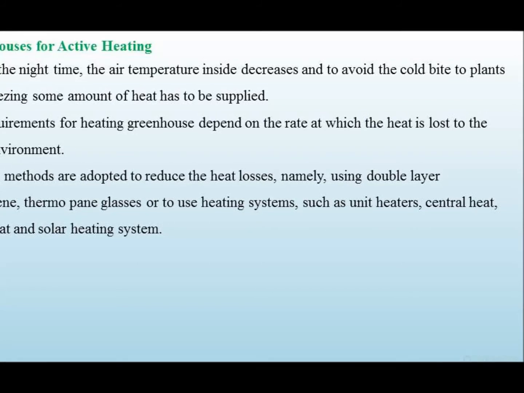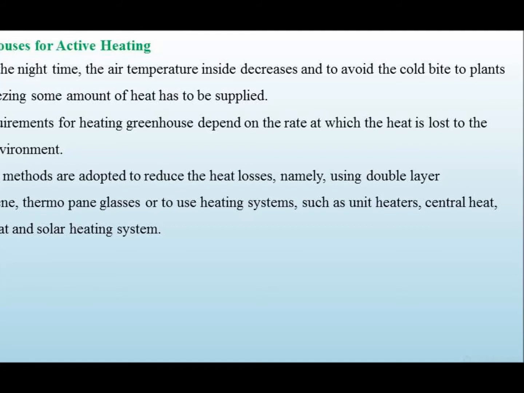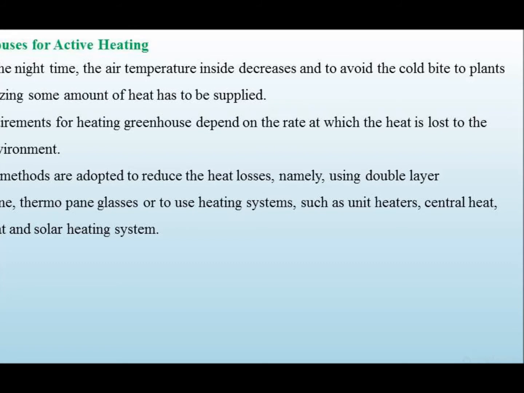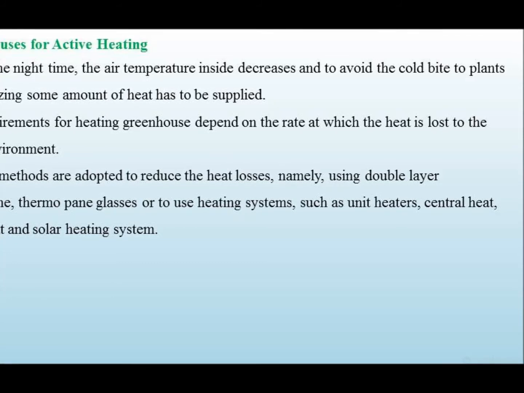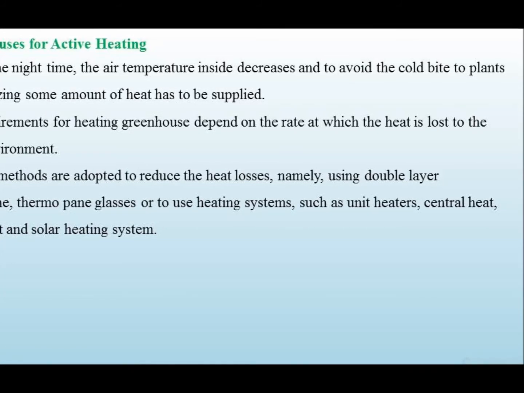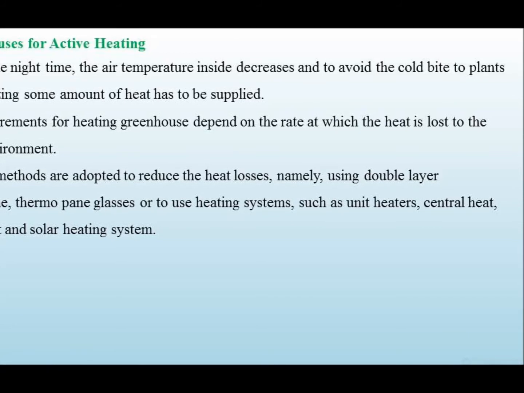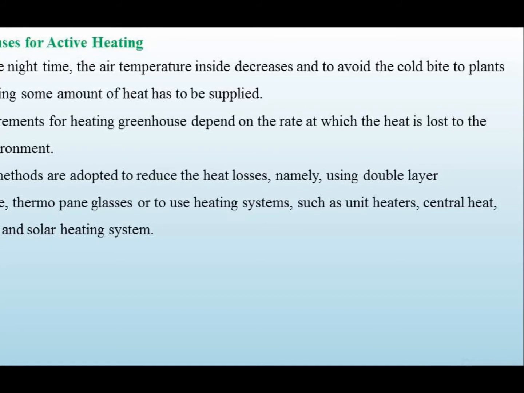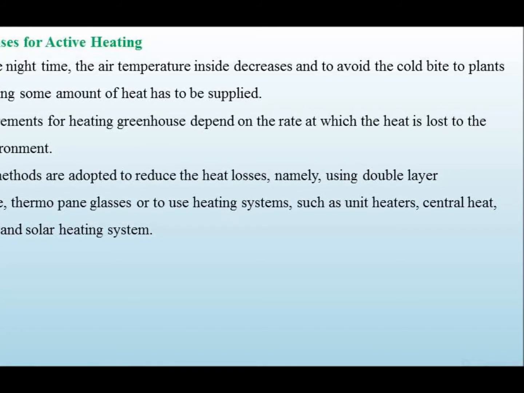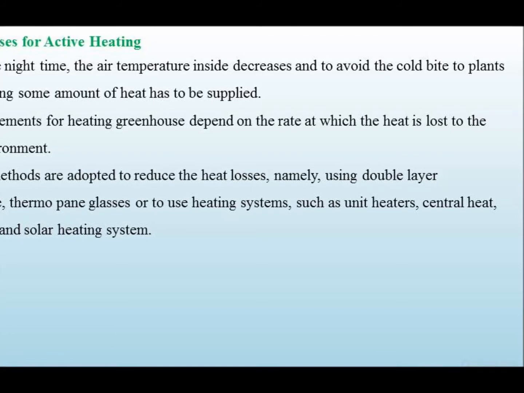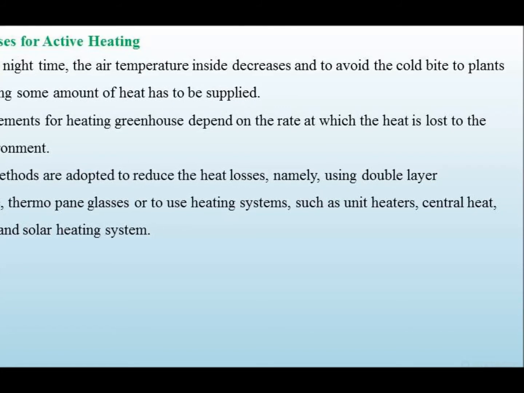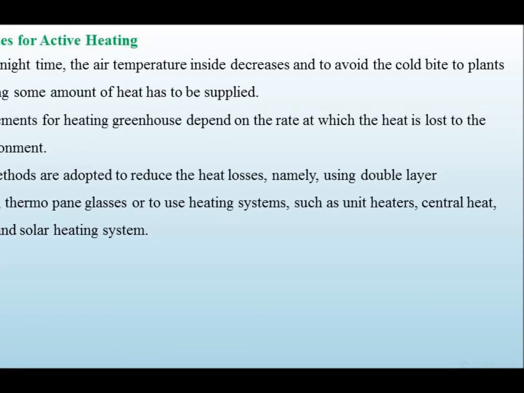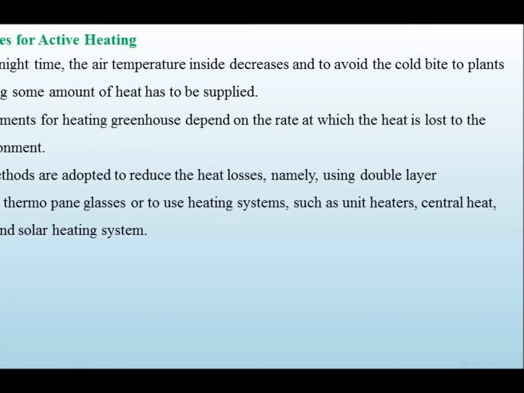For example, by using a double layer of polyethylene covering material. We can also reduce the heat losses by using a thermopane glass house. And in advanced types of greenhouses, it is possible to increase the temperature inside the polyhouse by using some heating system, for example, unit heaters, a central heat system or a solar heat system.